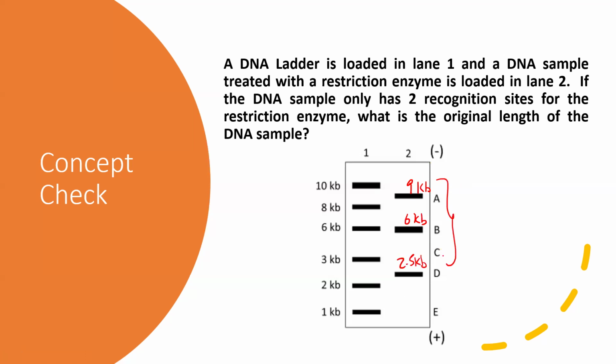So when you add them all up, what do you get? So the original DNA before you cut it is 17.5. You understand?